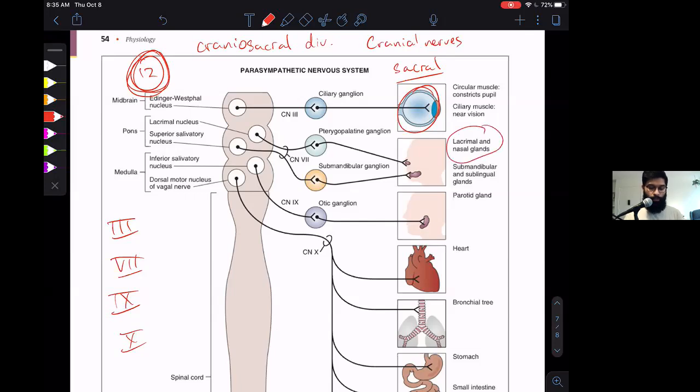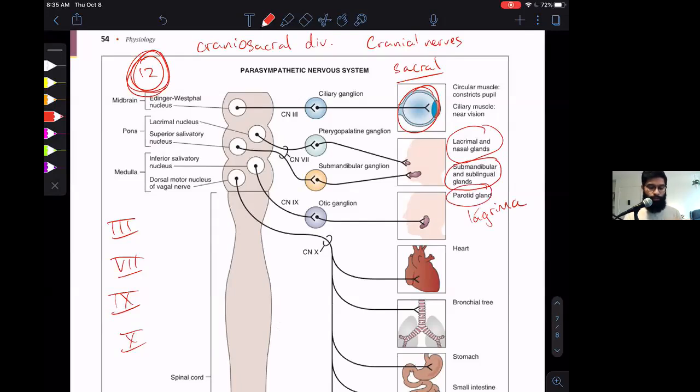So lacrimal comes from, if you know Spanish, lágrima, right? Lágrima means tear. So lacrimal means your tear ducts. Your lacrimal and your nasal glands. Your submandibular, so mandible is your jaw, your submandibular, and your sublingual. Lingual means your tongue. So submandibular and sublingual glands. So these are going to be salivary glands.